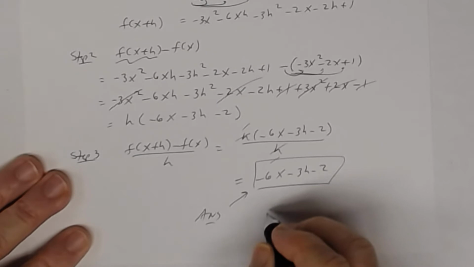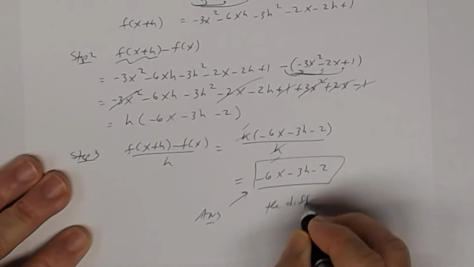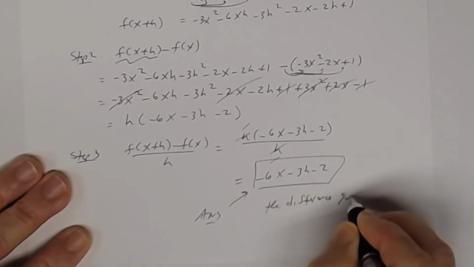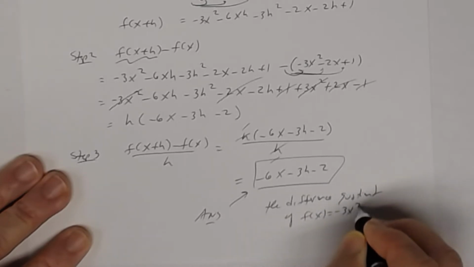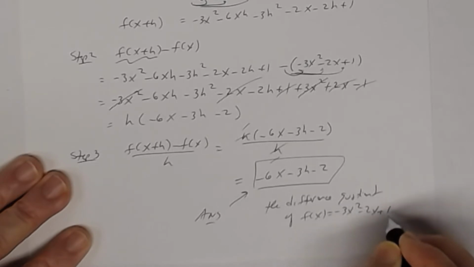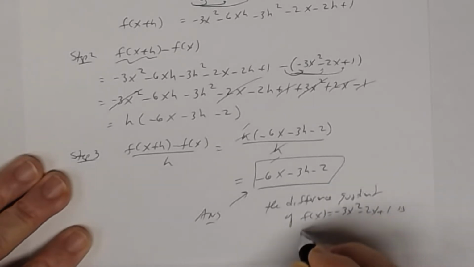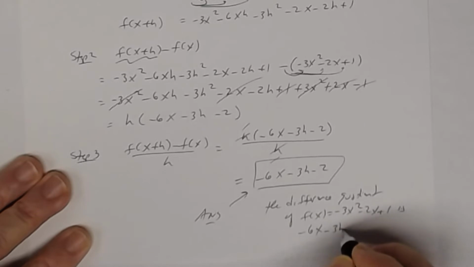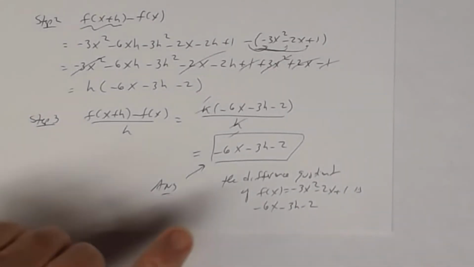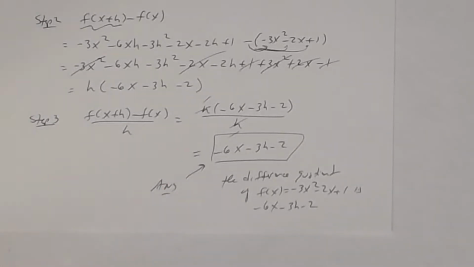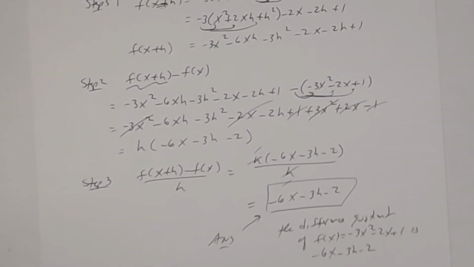Okay, so the difference quotient of f of x, which equals negative 3x squared minus 2x plus 1, is this, negative 6x minus 3h minus 2. And so when you take calculus or business calculus, that's going to make more sense as to what this means. All right, that was number 5. So let's look at number 6.